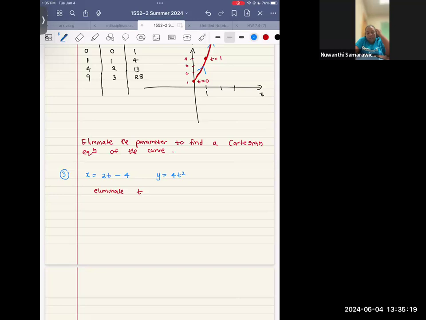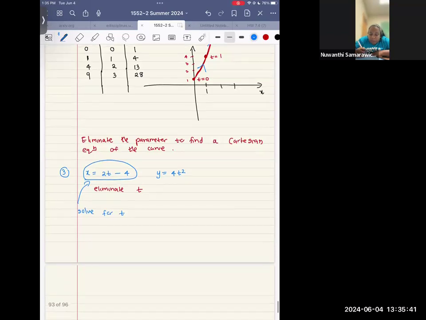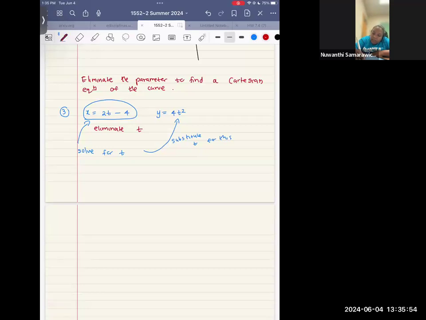Solve for t and replace that. So let's say it's easy to solve this one, right? Because it's a linear equation. So let's solve for t in this equation. Solve for t. Then we have a value for t, and that value we are going to substitute for this t. That's the idea. Okay, so let's solve for t.